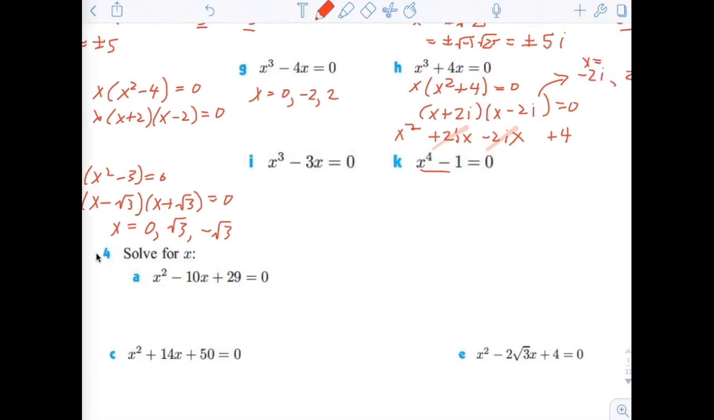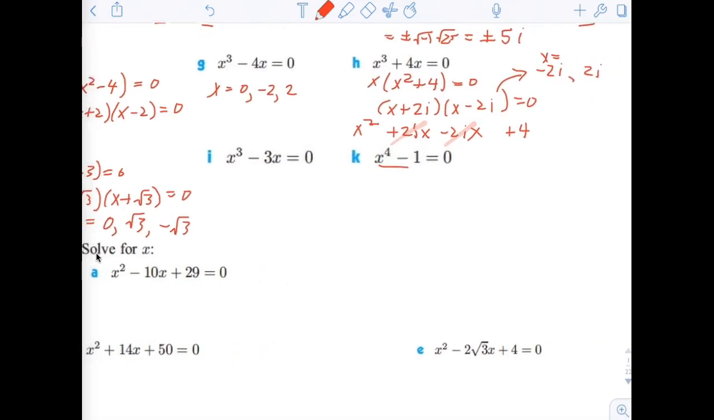Let's do x to the fourth minus 1. This is a factoring problem. You could factor x to the fourth minus 1 into the sum and difference of the two terms: x squared plus 1 and x squared minus 1. And then you could further factor x squared minus 1 into x plus 1, x minus 1. We could factor x squared plus 1 into x plus i and x minus i.